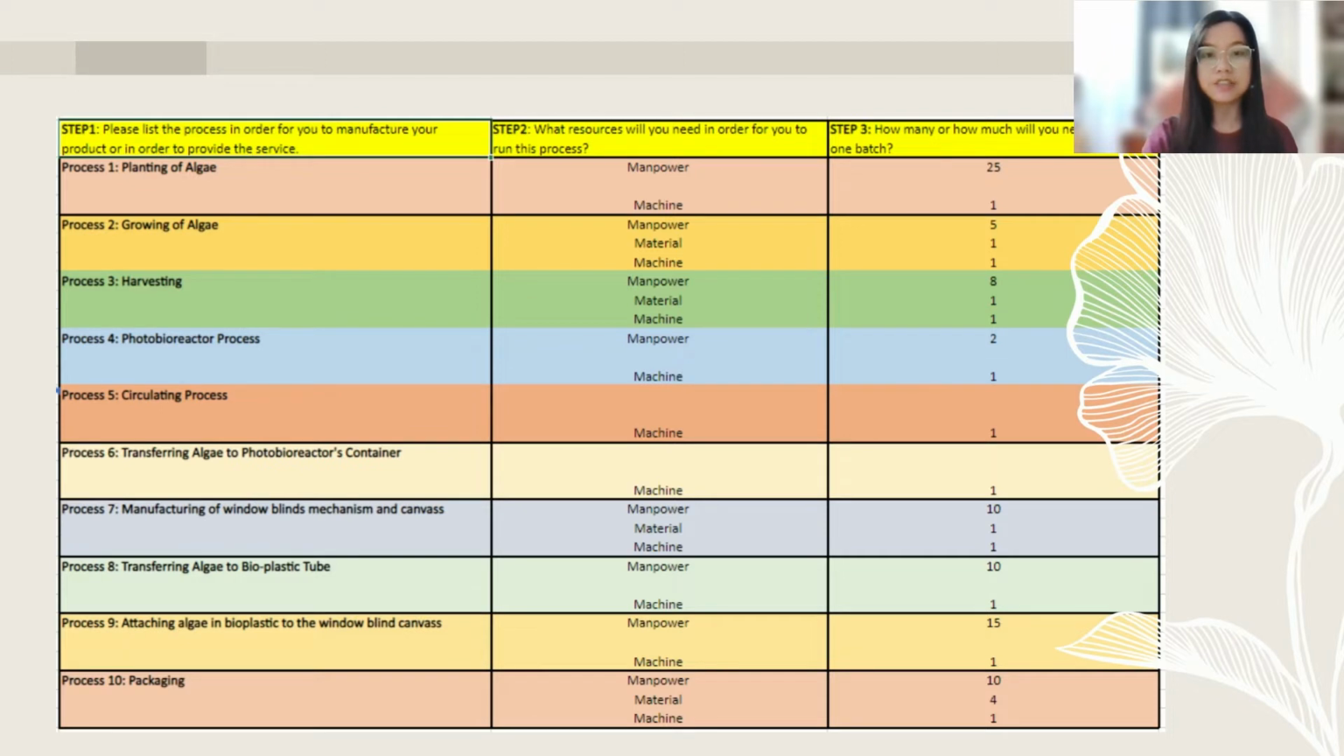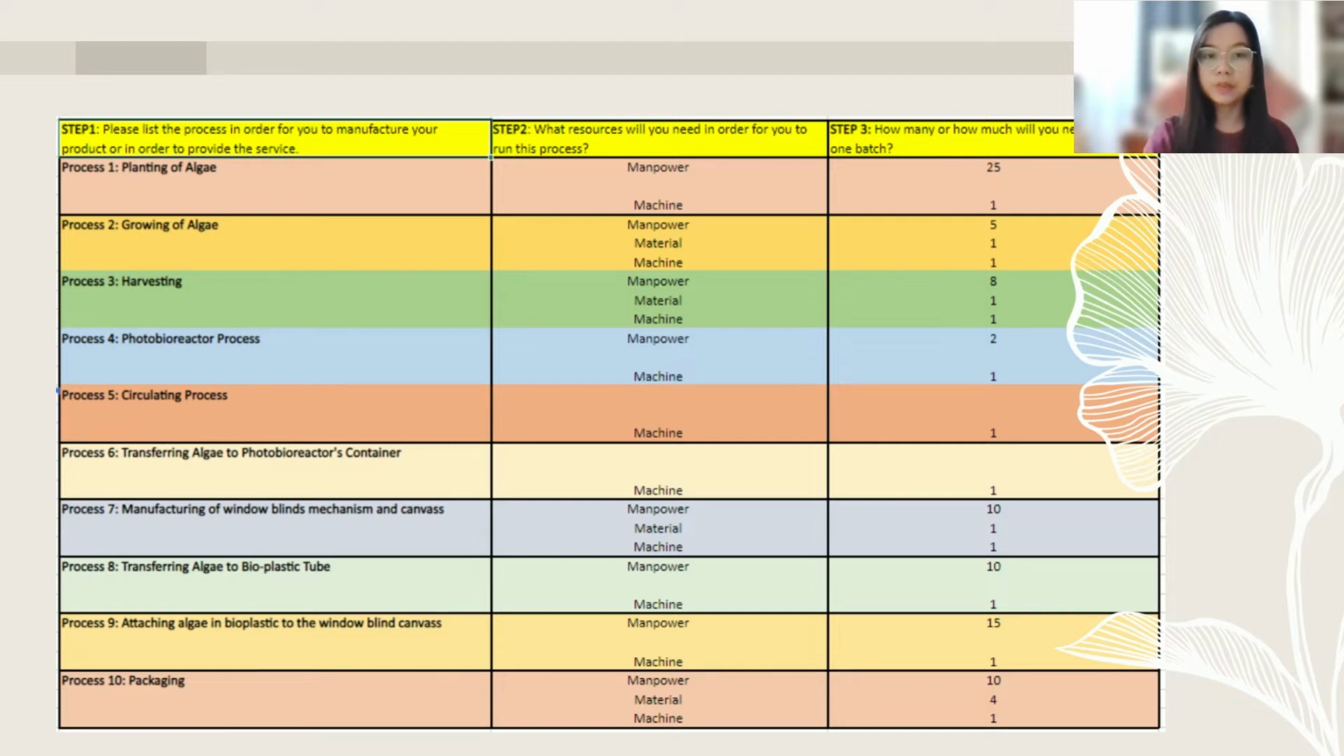Process 1 is planting of algae, Process 2 is growing of algae, Process 3 is harvesting, Process 4 is photobioreactor. Process 5 is the circulating process of algae inside the photobioreactor. Process 6 is the transferring of algae to photobioreactor's container. Process 7 is manufacturing of window blinds mechanism and canvas. Process 8 is transferring of algae to bioplastic tube. Process 9 is attaching algae in bioplastic to the window blind canvas. And process 10 is packaging.